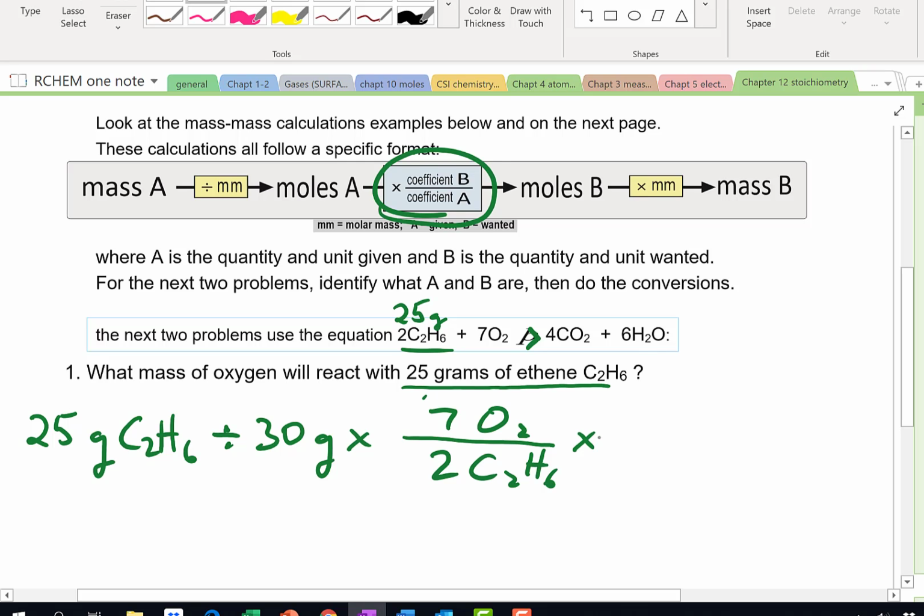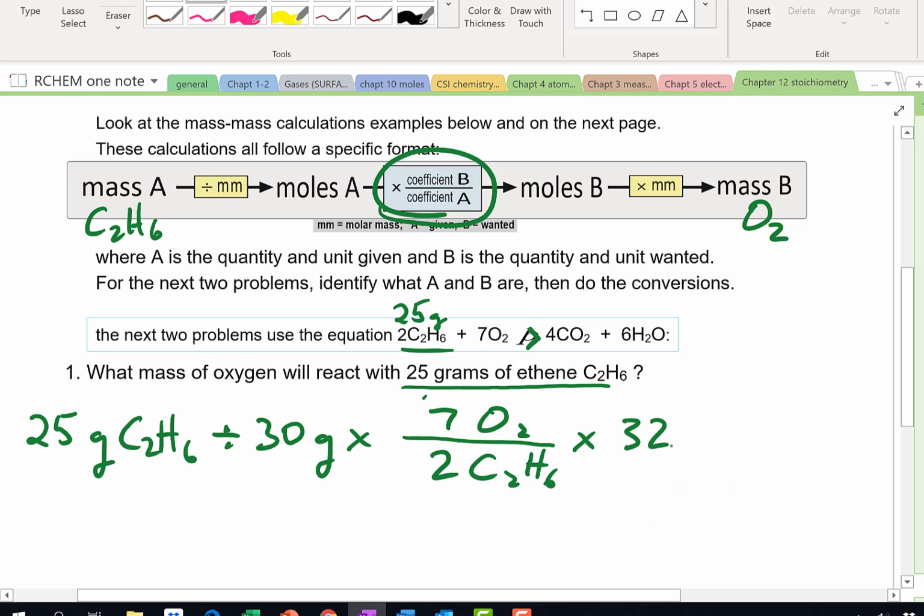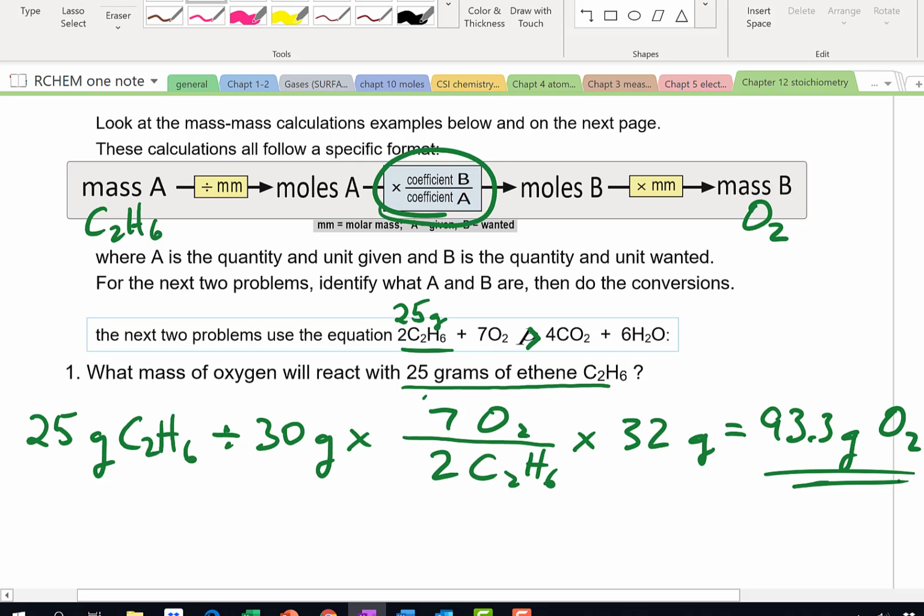And then here it says to multiply by the molar mass of B. B is oxygen. So A is what you're starting with, C2H6. And B is what you want to end up with, oxygen. So the molar mass of oxygen is 16 plus 16, which is 32. So we're going to multiply by 32 grams. And I believe that gets us to 93.3 grams, I think. And that is 93.3 grams of oxygen. Okay. Let me get my calculator just to make sure. Okay, so 93.3 grams is correct.